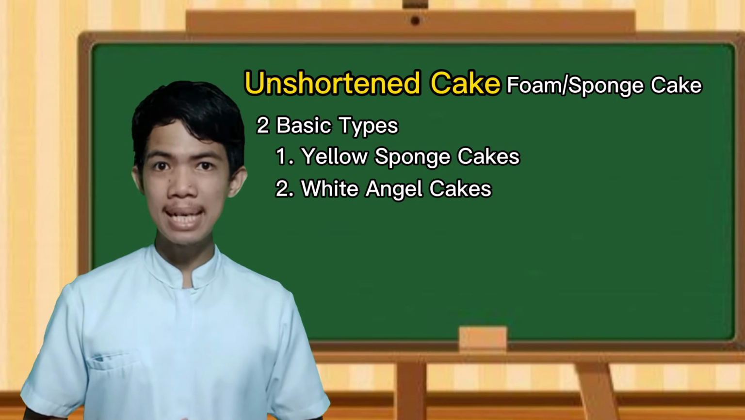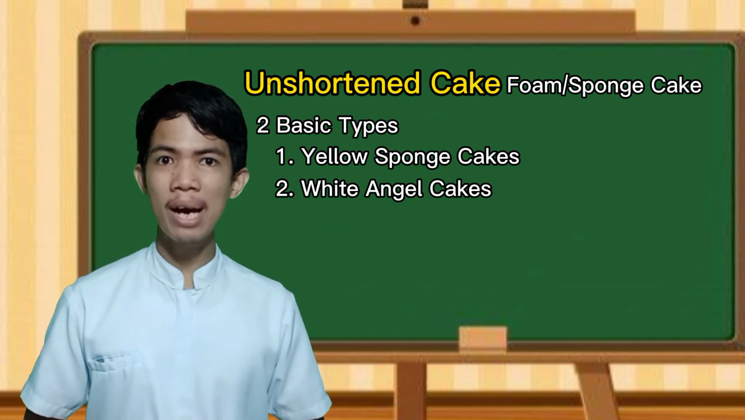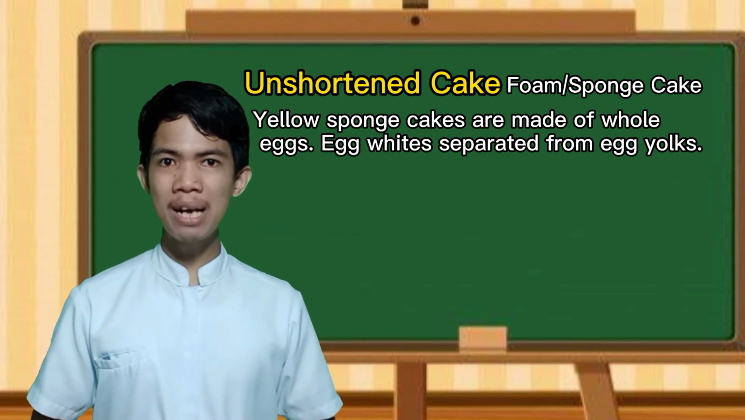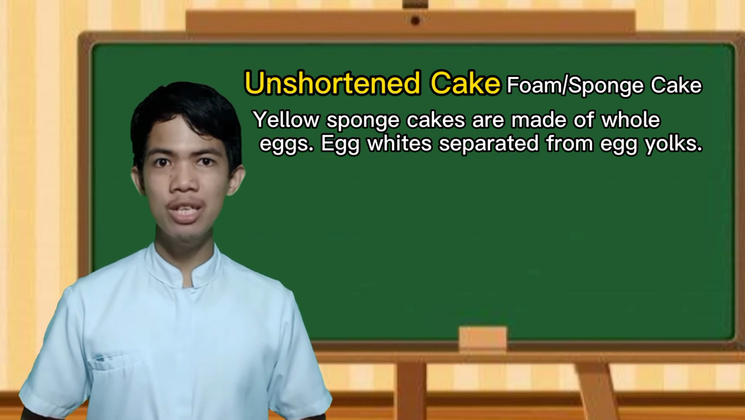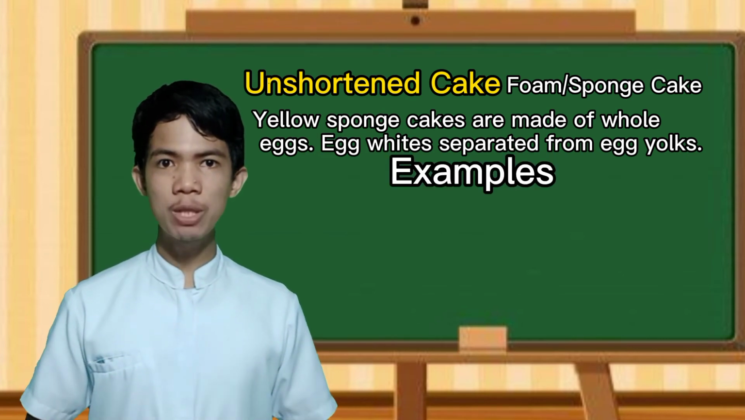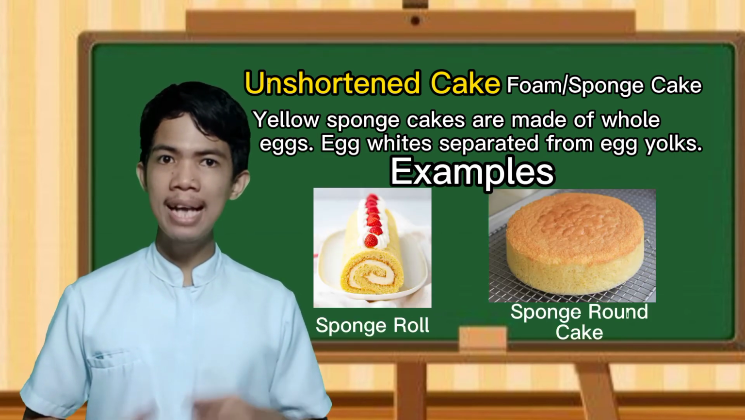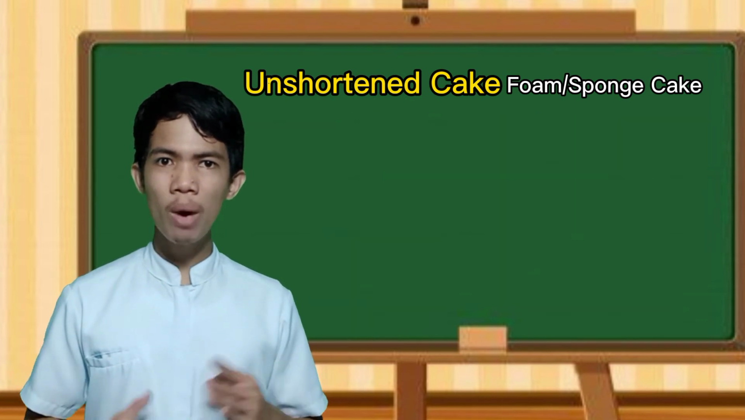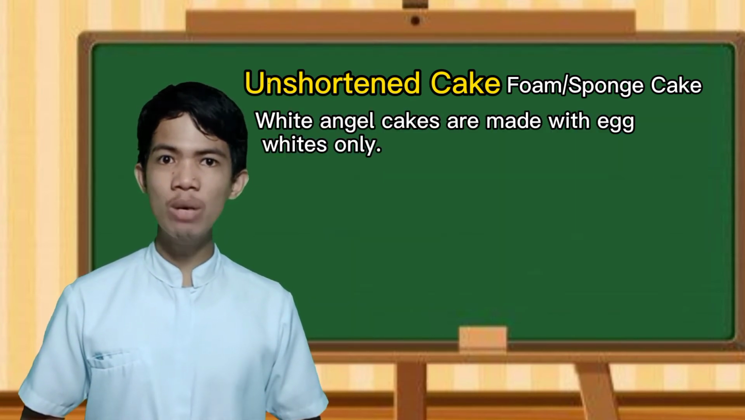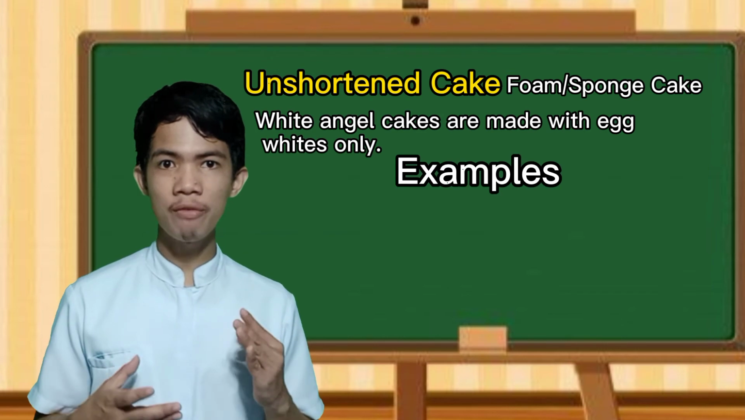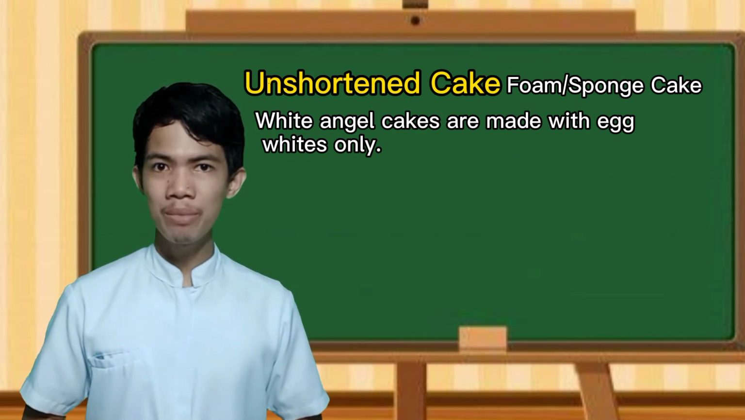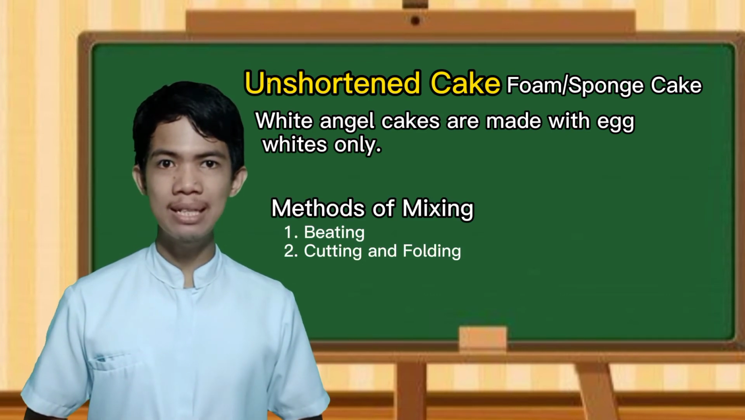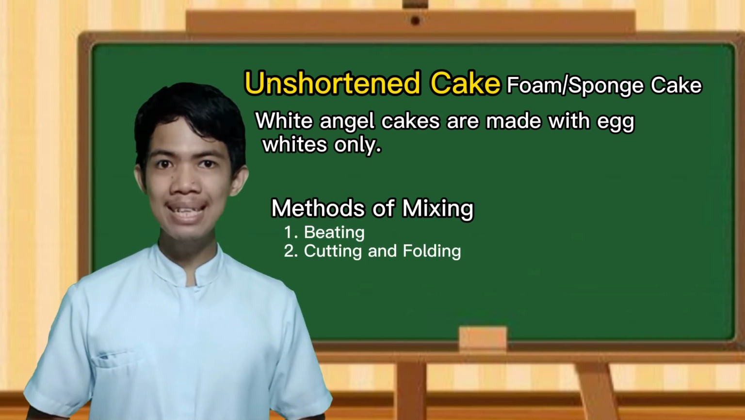There are two basic types of unshortened cake. Those are yellow sponge cakes and white angel cakes. Yellow sponge cakes are made of whole eggs, egg whites separated from egg yolks. Examples of yellow sponge cakes are sponge roll and sponge round cake. White angel cakes are made with egg whites only. Examples of this cake are angel food cake, sponge roll, and meringue. The methods that are used in these cakes are beating and cutting and folding.